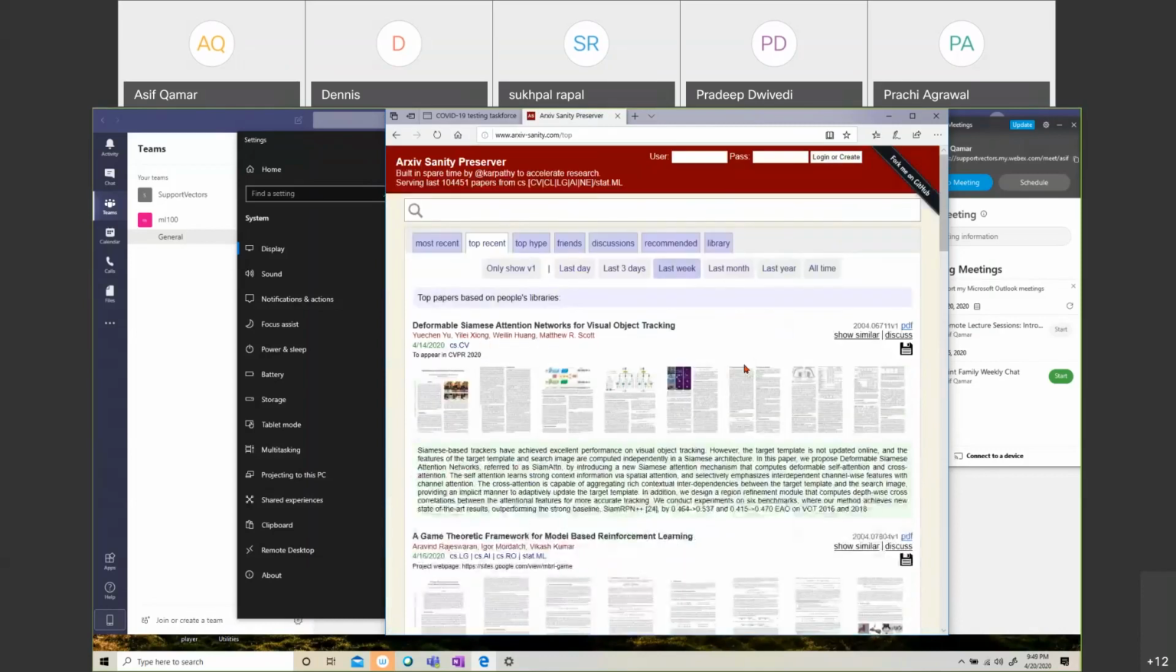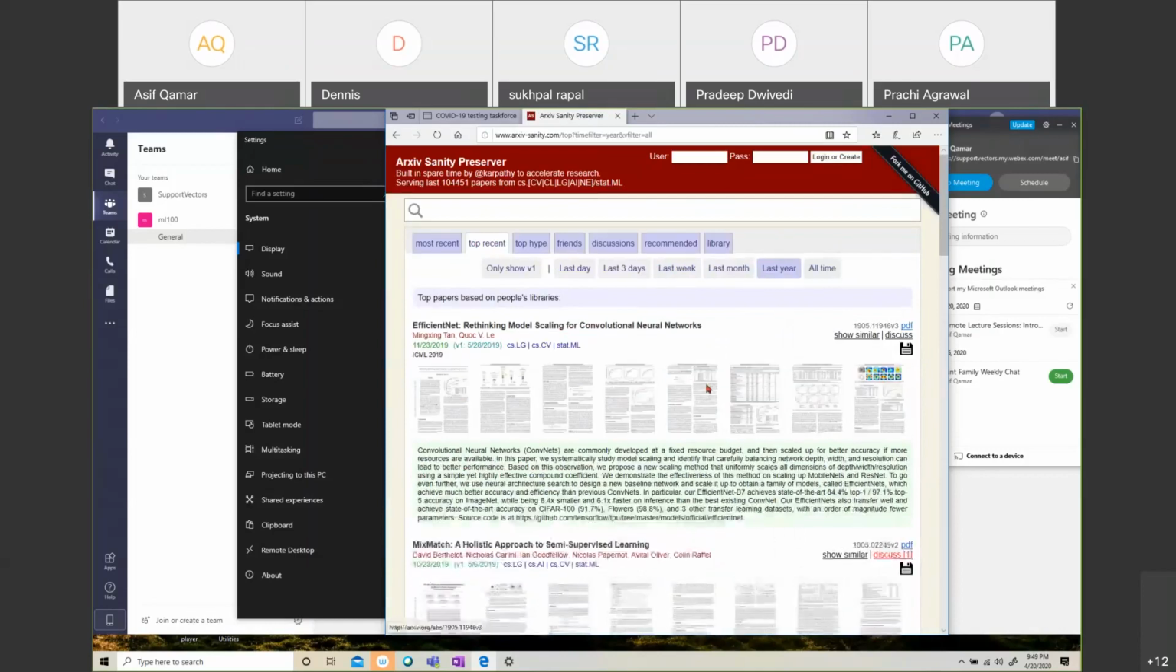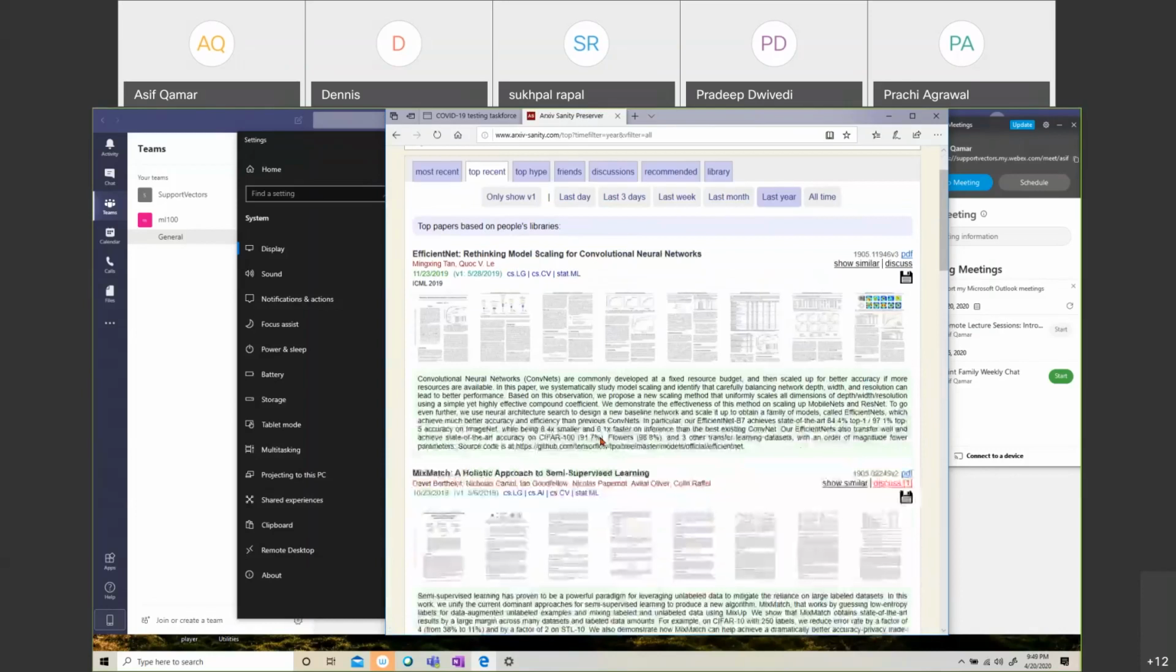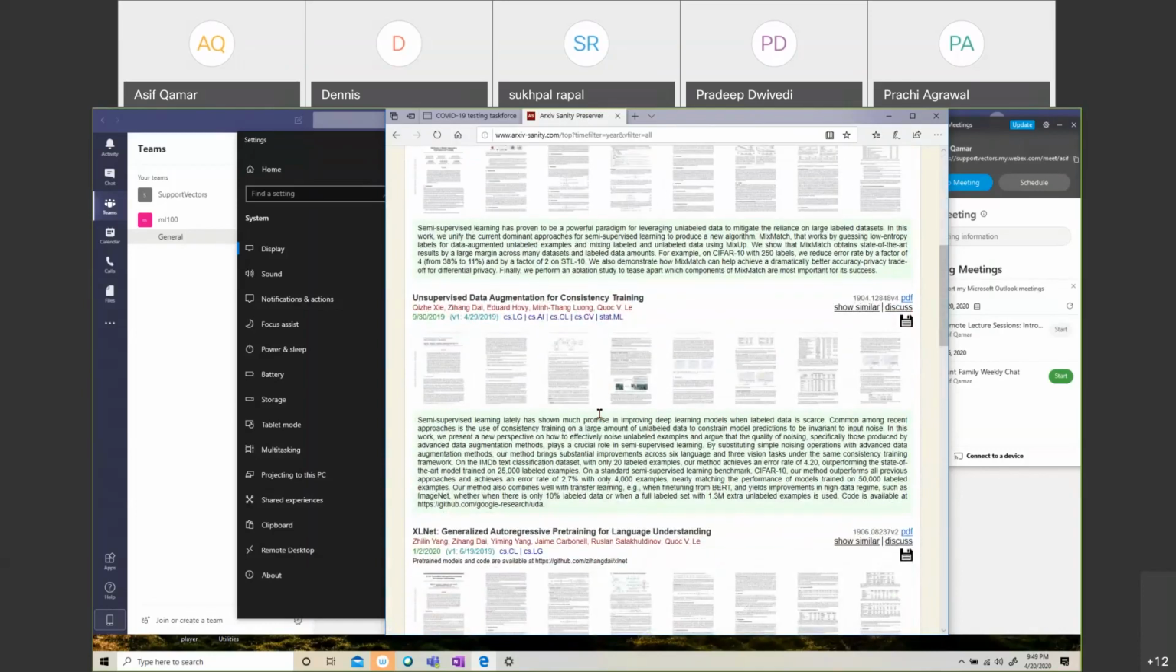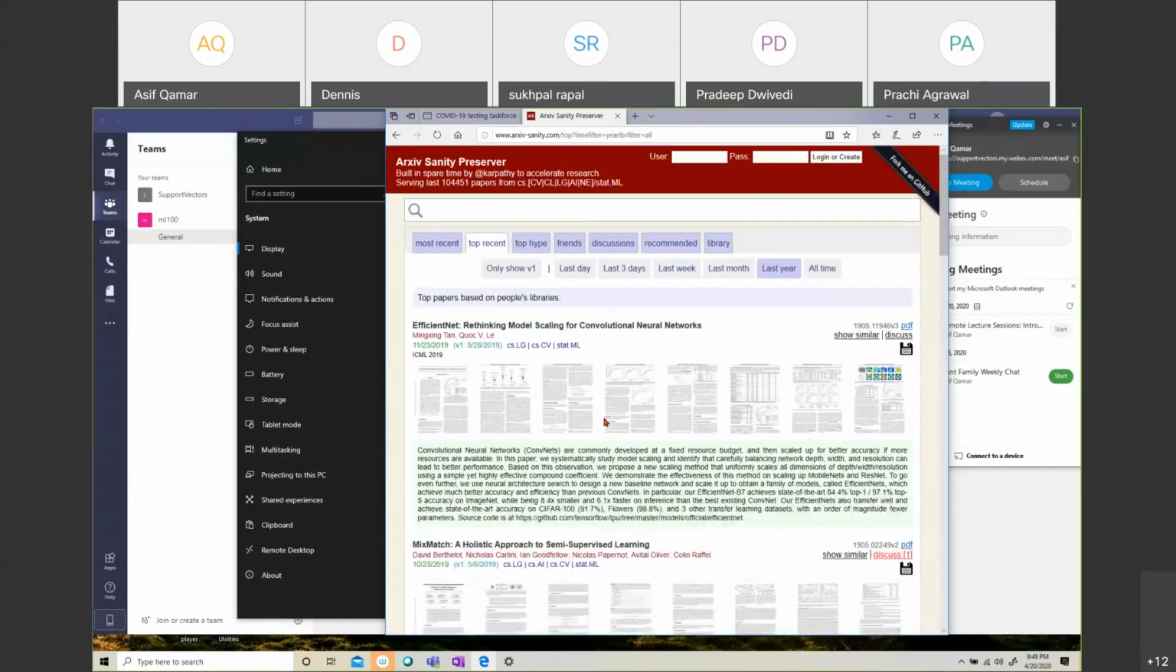So now it is looking at last week or last year. You can choose, and it will tell you that in the last year, what are some of the big ideas or big papers that came through. How would you know that there were big papers? Let us look at this EfficientNet: Rethinking Model Scaling for Convolutional Neural Networks. If we drill down into it, and the nice thing is they give you pictures of the pages.